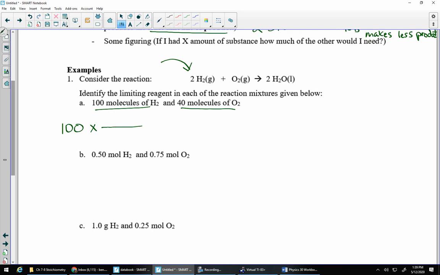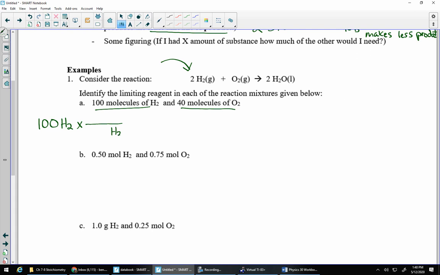Let me go back a tiny bit because I got a little lazy there. 100 molecules, and I want to cancel out the molecules of H2 and end up with my product. Oh boy, what am I doing here? It's not H2O, it's H2. Okay, take a second, take a deep breath. Let's really focus on this one. So 100 molecules of H2. We want to figure out which one's going to make the least H2O.